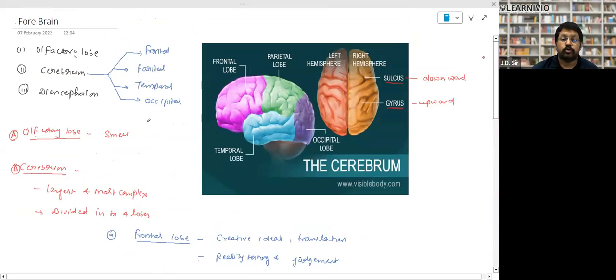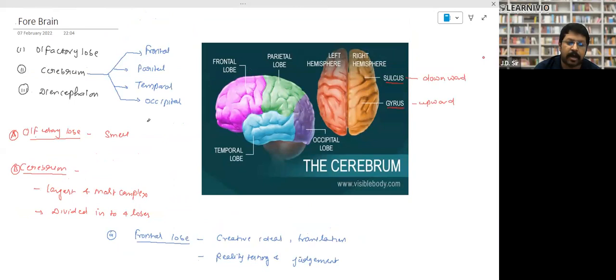Tell me if you have any doubt. This is the largest and most complex part of the brain. Is that clear? Clear? Yes. Can you move the slide up and down? Okay, sure.